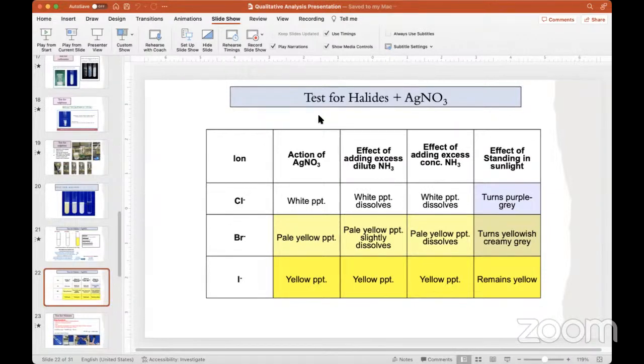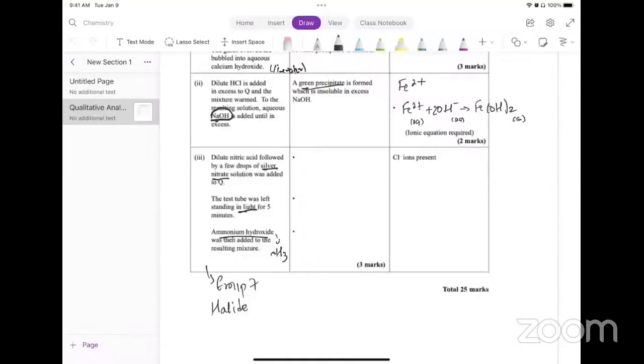So I'm going to go back to this slide. CXC loves to trick children. So the first step would say that a white precipitate forms. We just saw that. A white precipitate forms.